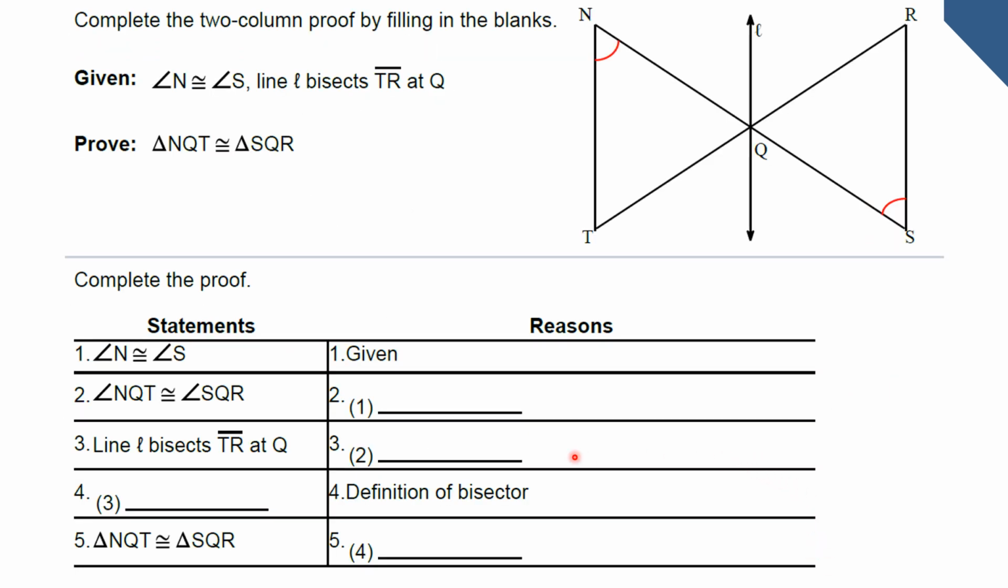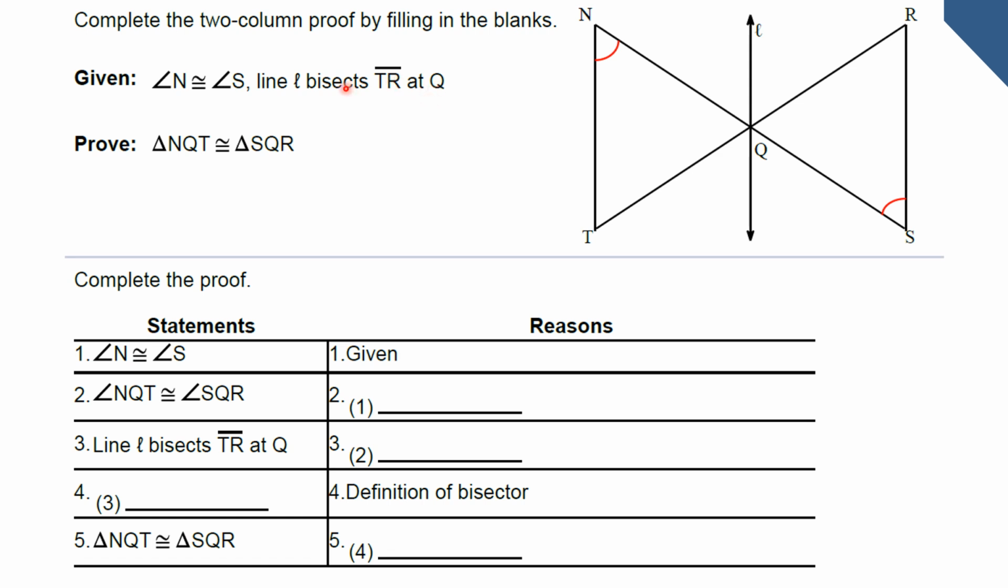All right, another fun proof. It says complete the two-column proof by filling in the blanks. And it says that you are given that angle N is congruent to angle S. Notice that they've already got that labeled for us. Then it also gives us that line L, which is that vertical line in the middle, bisects the line segment TR at Q.